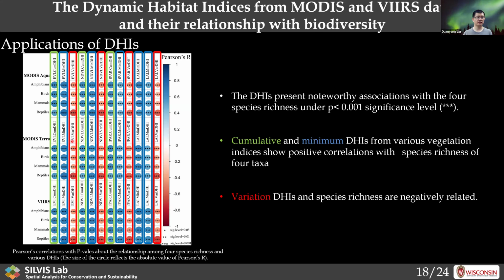And notably, from the colors of those results, the cumulative DHI in the green box and the minimum DHI in the yellow box have a significant positive relationship with species richness. However, the variation DHI, in the red box, has a significant negative relationship with biodiversity. These results actually match well with the ecology theories we discussed before. For example, an area where the variation in greenness is high during the annual cycle would support fewer species than other places.